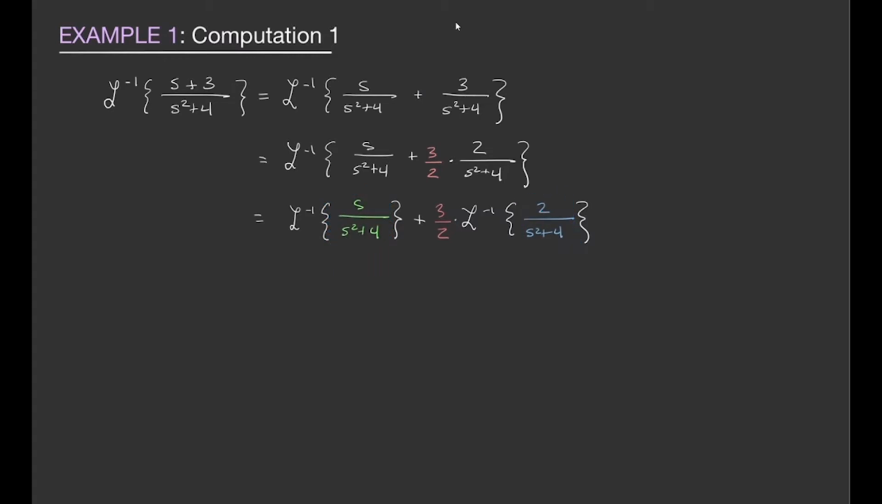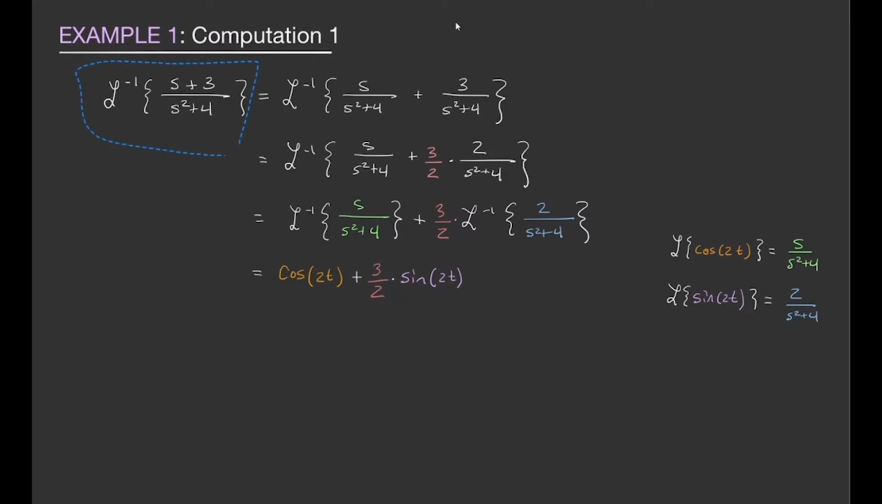By checking a Laplace table, or doing it from scratch, but most likely checking a table, what you'll find is that taking the Laplace transform of cosine of 2t gives us s over s squared plus 4. Likewise, taking the Laplace transform of sine of 2t gives us 2 over s squared plus 4. If that's the case, then the inverse Laplace of s over s squared plus 4 should be cosine of 2t, and the inverse Laplace of 2 over s squared plus 4 should be sine of 2t. And the 3 halves was along for the ride, so it sticks around. We've now computed the inverse Laplace transform of this.